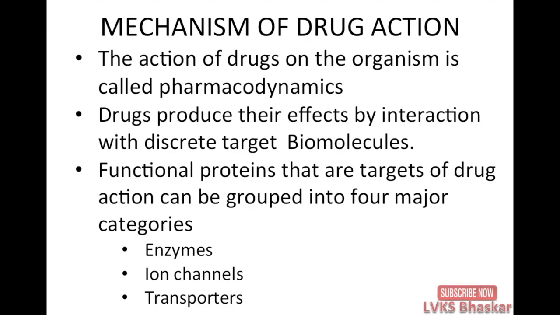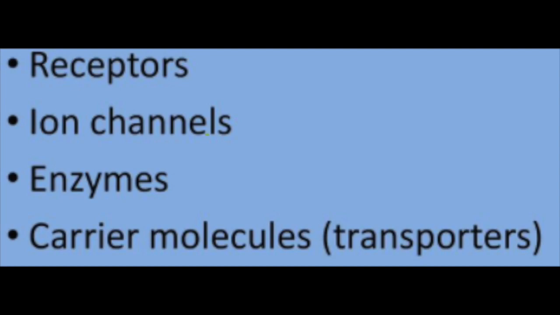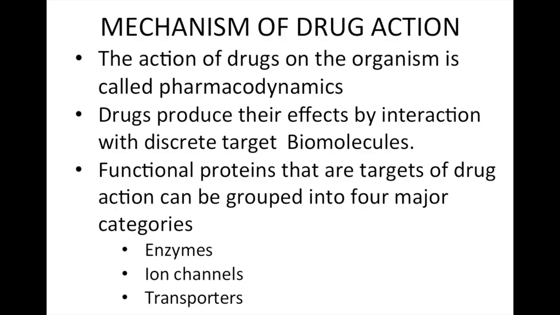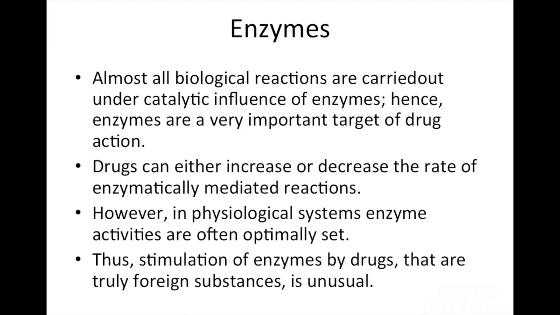The functional proteins that are targets of drug action can be grouped into four major categories: enzymes, ion channels, transporters, or receptors. We'll see one by one how these enzymes, ion channels, transporters and receptors act as targets for drugs.